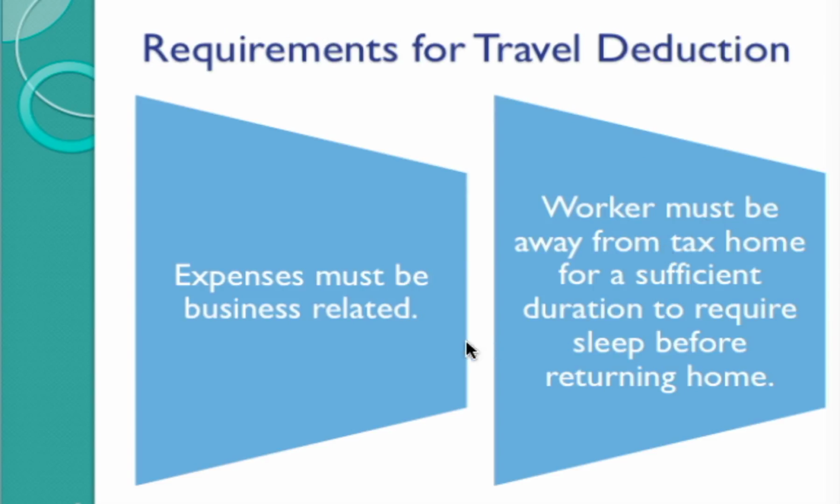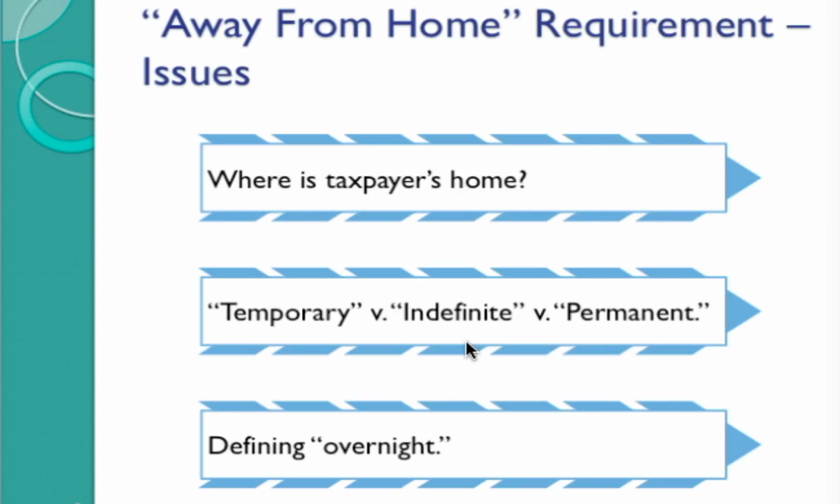In order to claim the travel deduction, if you're able to claim it at all, expenses must be business related. If not, that's just considered a personal expense like we just talked about. The other component is the worker must be away from tax home for a sufficient duration to require sleep before returning home. This is another area that has been litigated in the past, and you can see this in the next slide. The away from home requirements require a determination of several components. Where is a taxpayer's home?